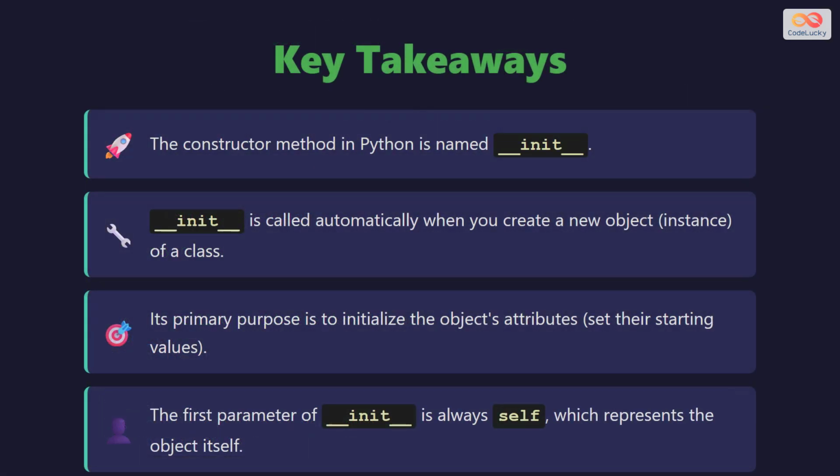To wrap up, let's review the key points. The constructor method in Python is always named __init__. It is called automatically every time you instantiate a class. Its main job is to initialize the attributes of an object to their starting values. And finally, the first parameter of __init__ is always self, which holds the reference to the object being created.